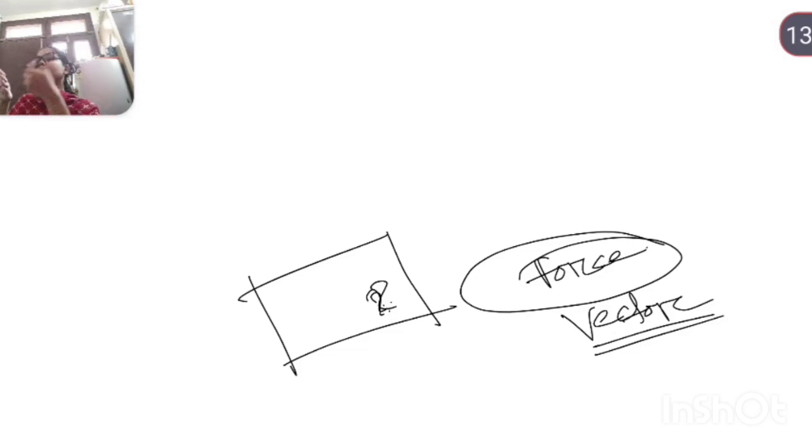So here the direction matters, as well as how much force I need to apply to open this door. How much force means the magnitude of the force, and which direction I need to pull so that it will open immediately, I also need to consider. So here both magnitude as well as direction matter. That's why force is a vector quantity.